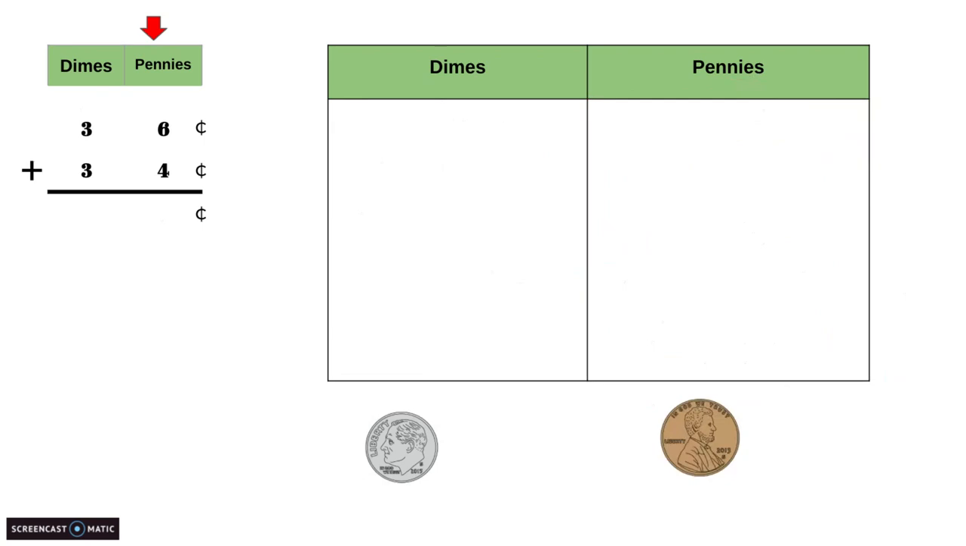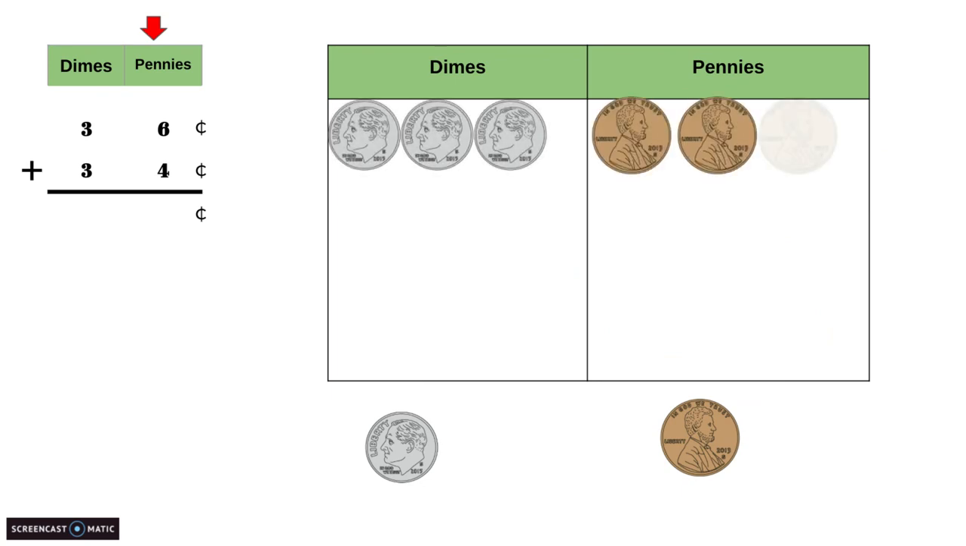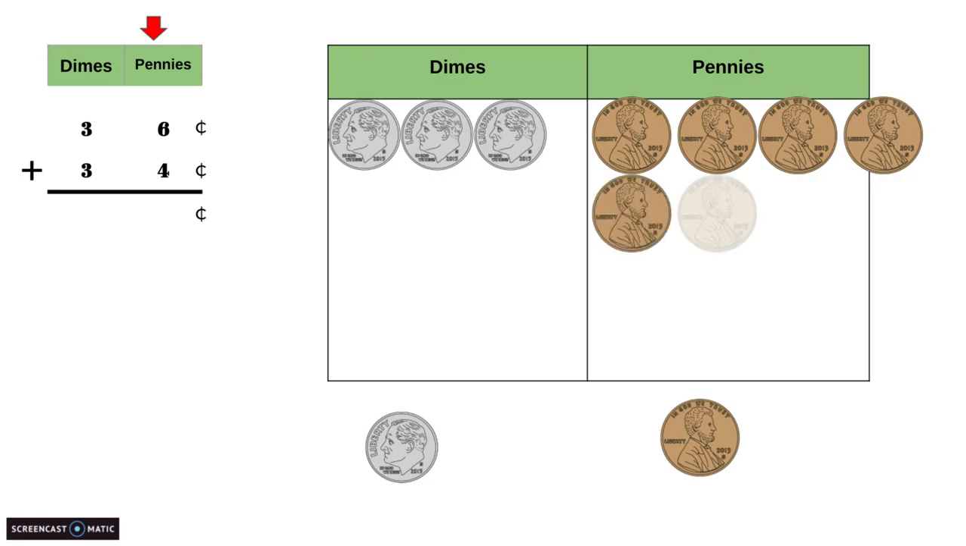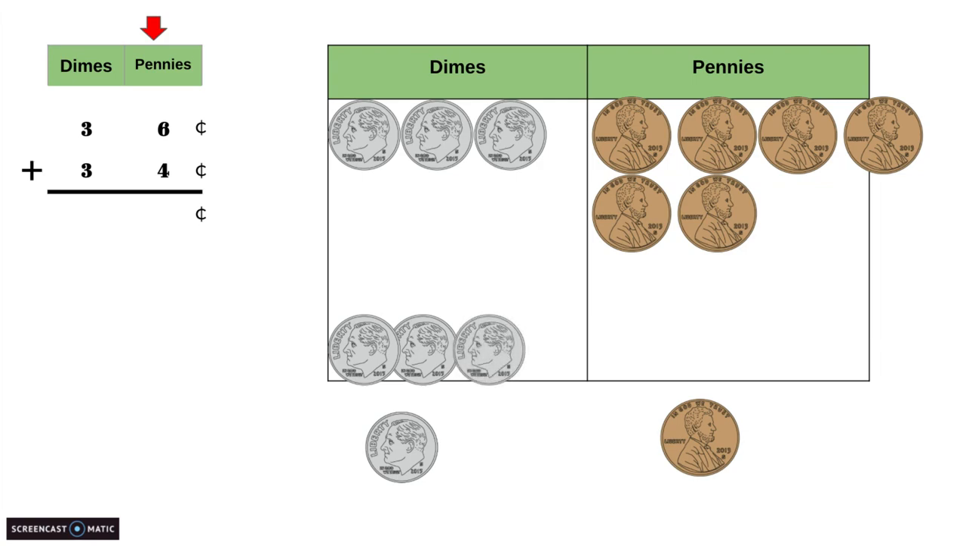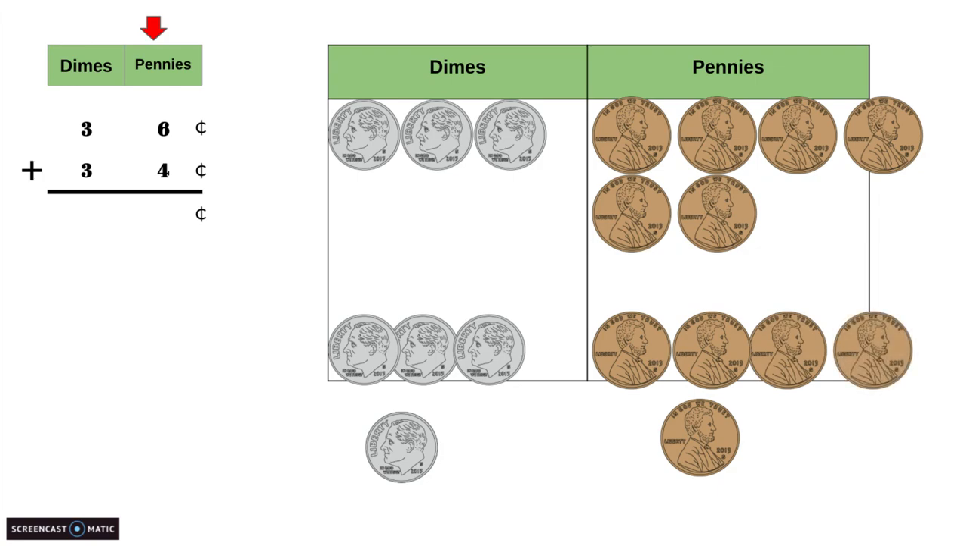Now I have 36 plus 34. 36 has 3 dimes. And 1, 2, 3, 4, 5, 6 pennies. 34 has 1, 2, 3 dimes. And 34 has 1, 2, 3, 4 pennies.